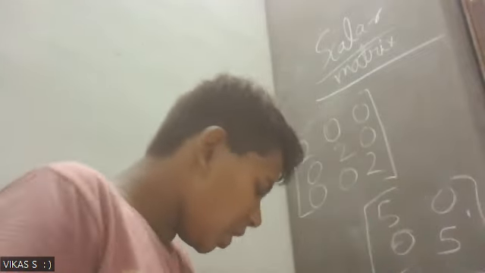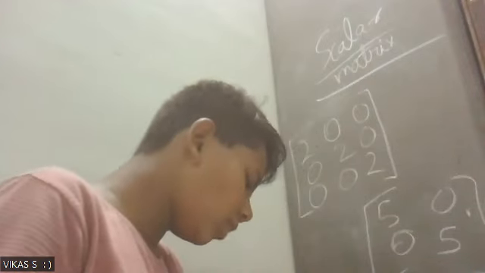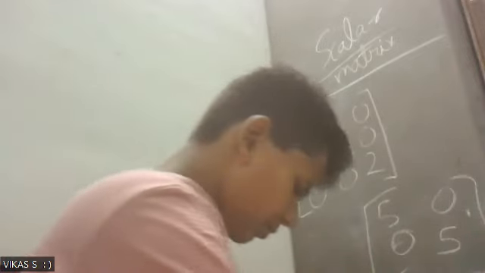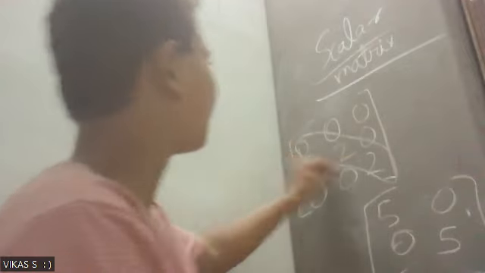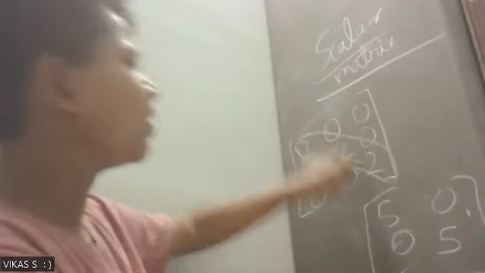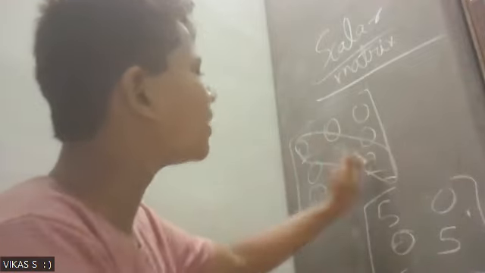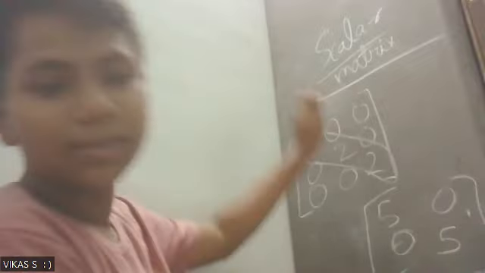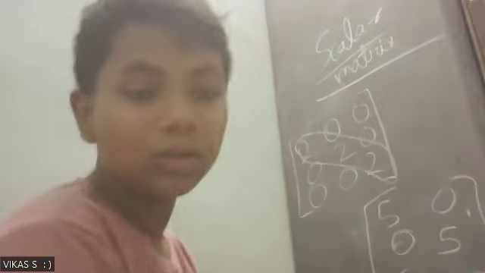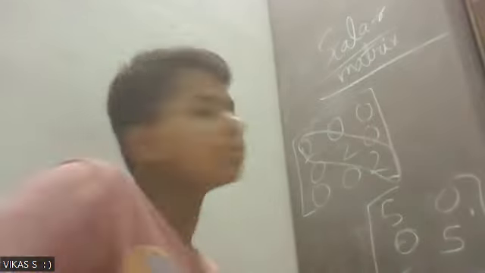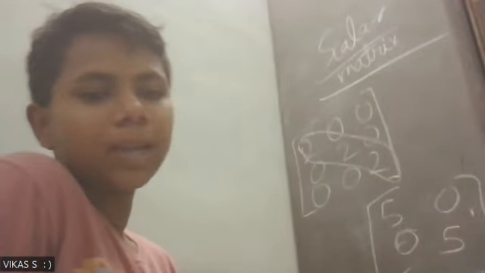Understood? Easy. My definition is: in a diagonal matrix, all principal diagonal elements are the same. If all the numbers on the principal axis are the same and all the others are zero, then it's called a scalar matrix.